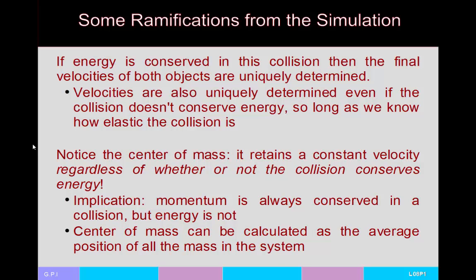So let's look at a couple ramifications of that simulation of what we basically observed there. For one thing, if the energy is conserved in the collision, and you know what the initial velocities and the initial masses are of the two objects, assuming there are no explosions or anything like that, just two objects collide and then two objects rebound off each other. If energy is conserved, in other words, if you have 100% elasticity, then the velocities are going to be uniquely determined for both objects.